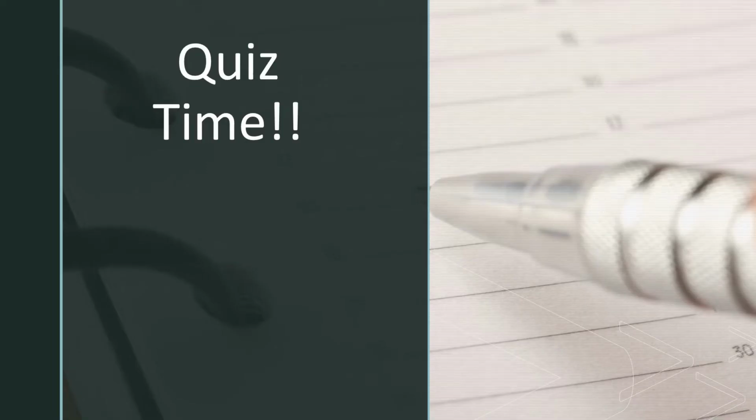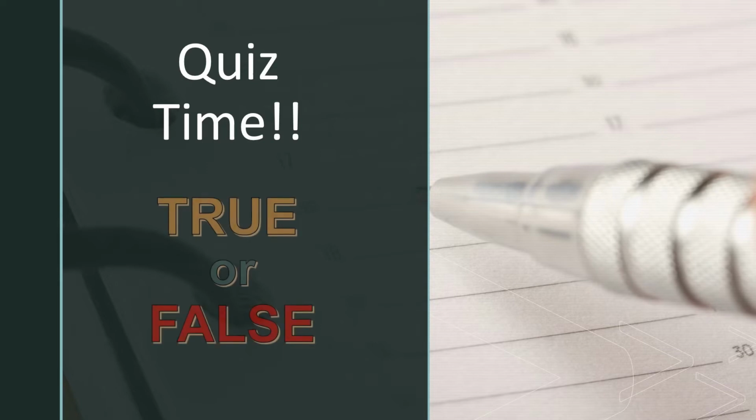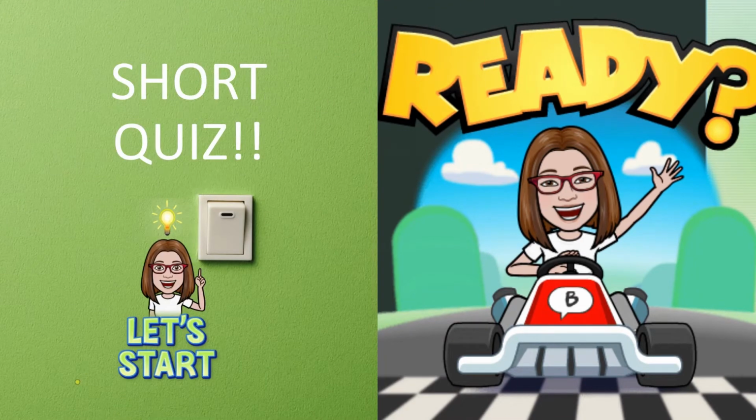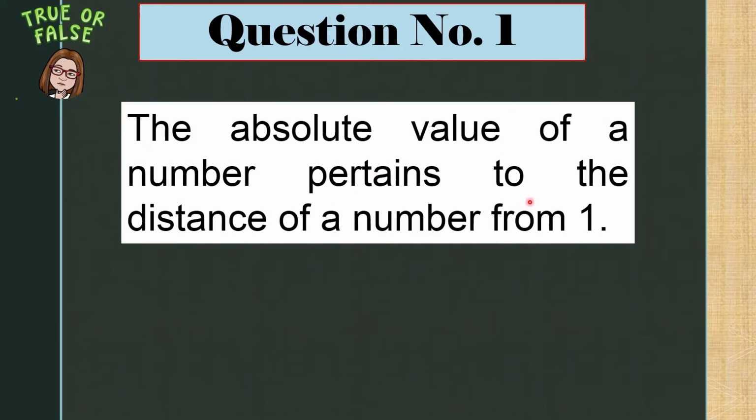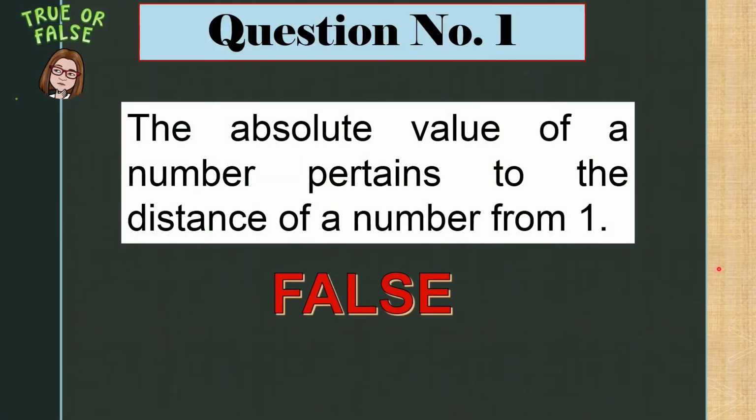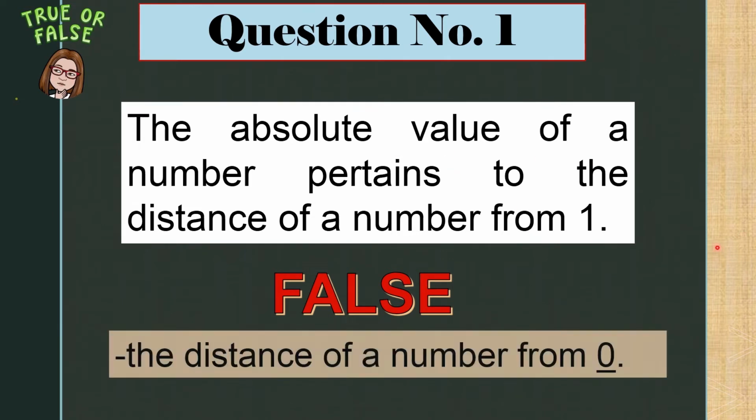It's quiz time. So I want you to get a piece of paper and a pen. I want you to write true or false. Are you ready? Let's start. Question number 1. The absolute value of a number pertains to the distance of a number from 1. Is it true or false? And the correct answer is false, because the absolute value is the distance of a number from 0, not 1, but from 0. Did you get it right?